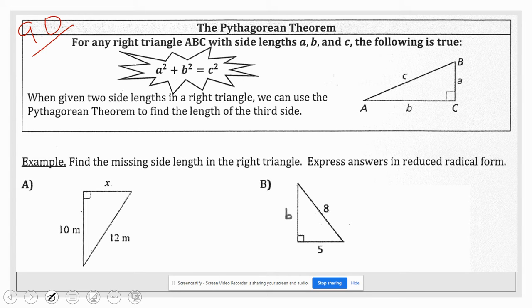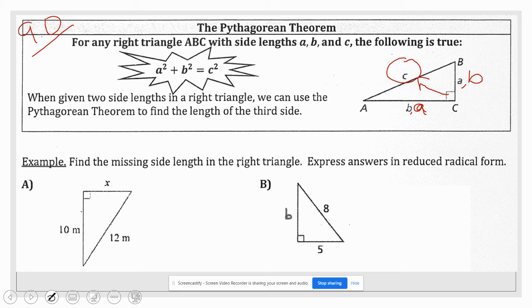Section 9.0 Pythagorean Theorem. Reviewing that the Pythagorean Theorem works with right triangles only. We have a squared plus b squared equals c squared. Remember, c is always the longest side opposite the right angle. A and b are the legs, and it doesn't matter which side is A and which side is B. That's up to you.